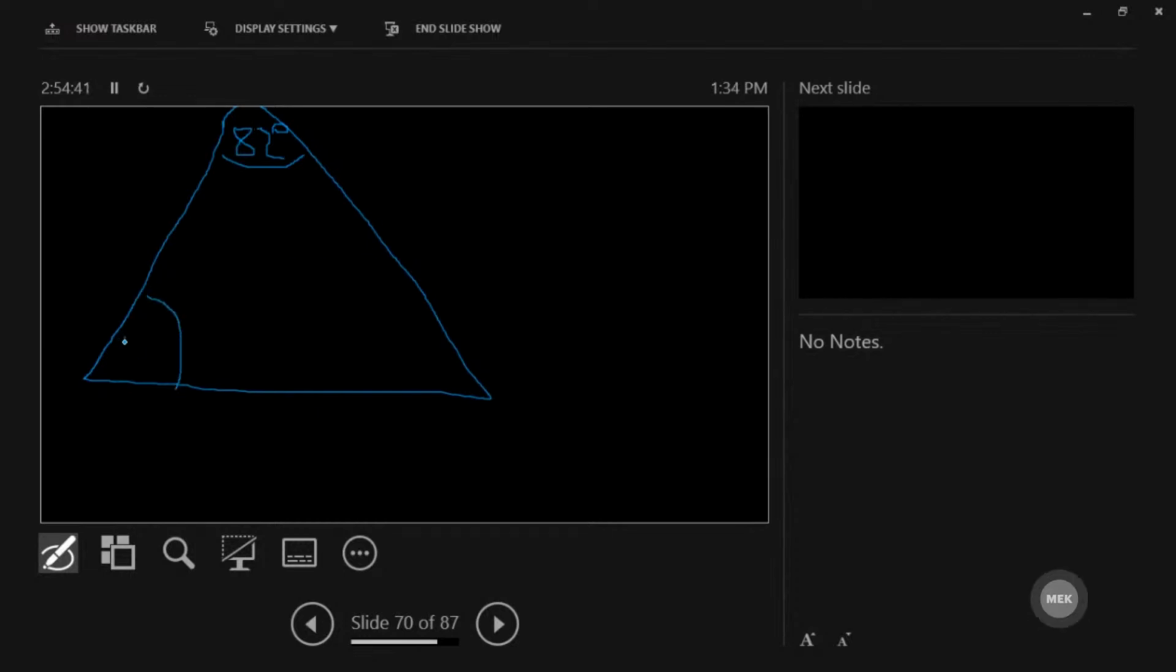And let's say this, not drawn to scale, of course not, is 45. And we want to know what is the degree of measurement for this angle here. We're calling this angle X. So we know this one up here is 82 degrees, and we know this one here is 45 degrees. So how do we find this one?